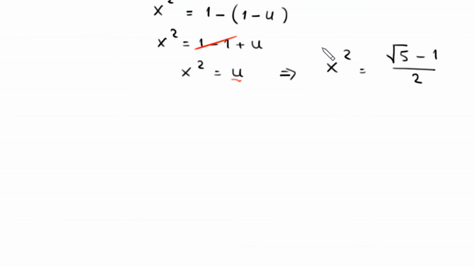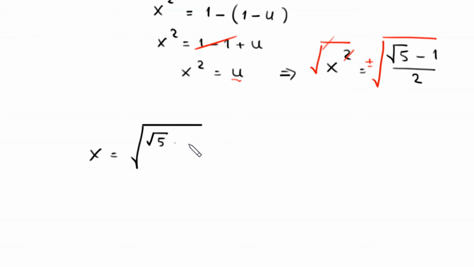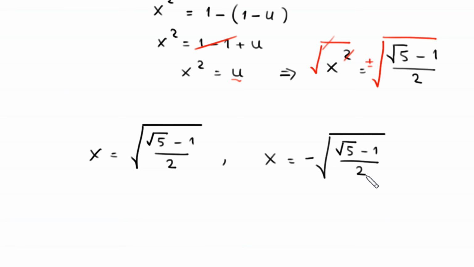And we take square root of both sides. So this square will be cancelled with this square root, and from here we get two values of x. X is equal to the square root of root 5 minus 1 over 2, and x is equal to negative square root of root 5 minus 1 over 2.